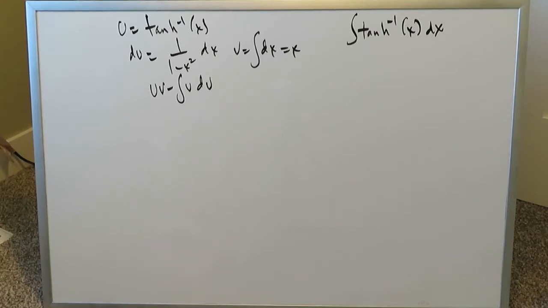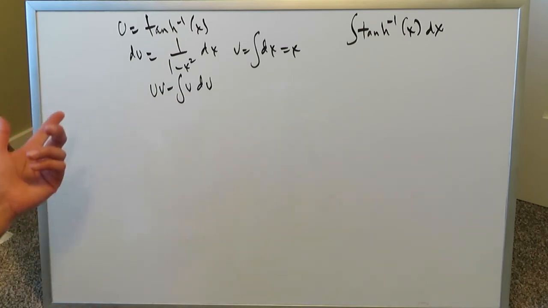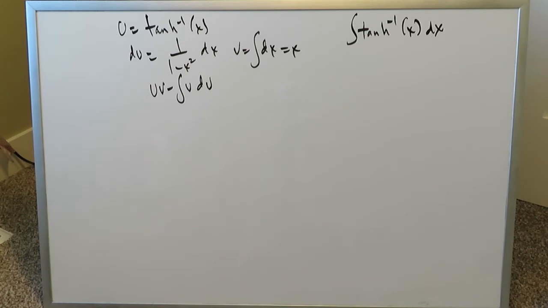The inverse hyperbolic tangent follows a very similar path. Again, you do your u, du, and your v substitution. u is your inverse hyperbolic function. You know the derivative of that. v is the integral of dx, and you just get an x from there. Then you have this uv minus integral v du template into which you plug in these items.